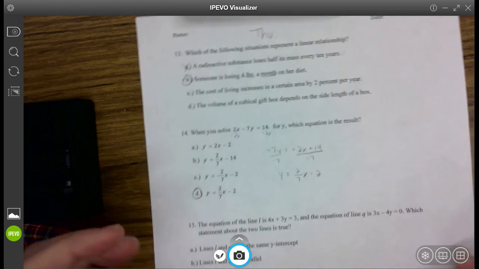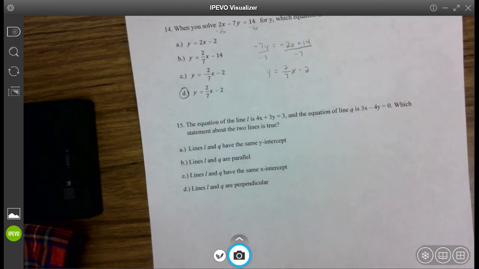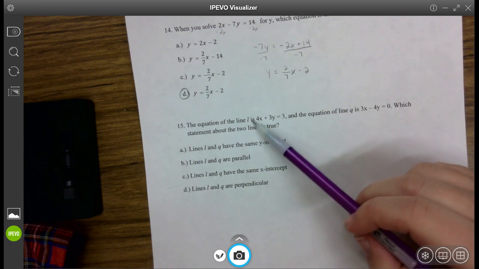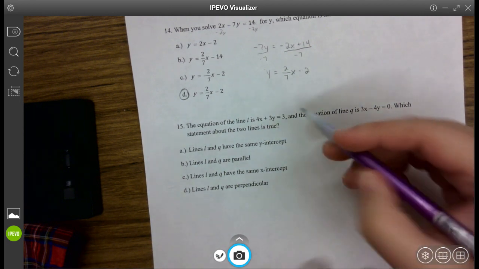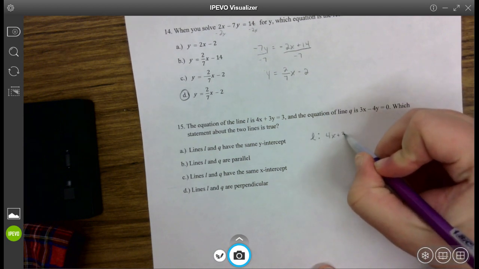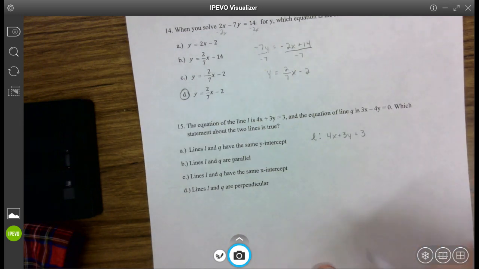And lastly, for number 15, it says the equation of the line L is 4x plus 3y equals 3, and the equation of the line Q is 3x minus 4y equals 0. Which statements about two lines is true? Well, first I noticed that this is not set equal to y. So first I would try to get this set equal to y. So if we look at line L, we have 4x plus 3y equals 3. So we need to get y by itself.